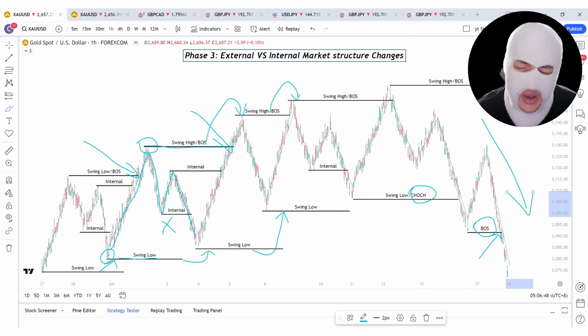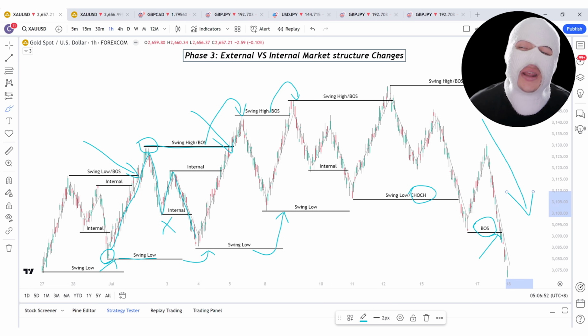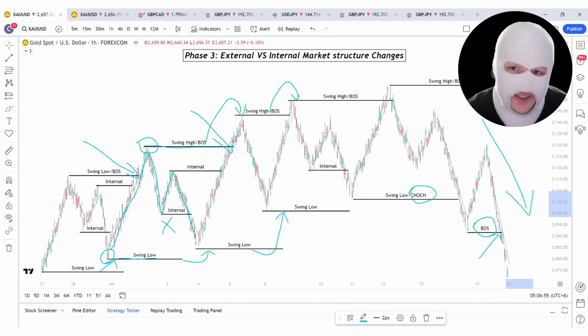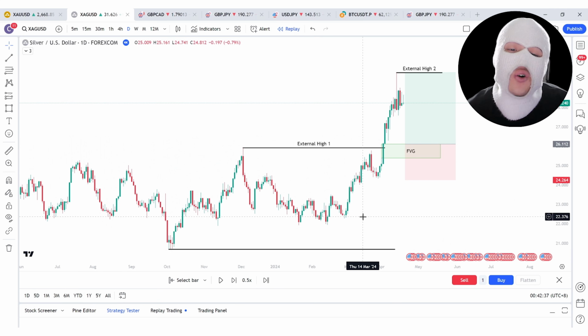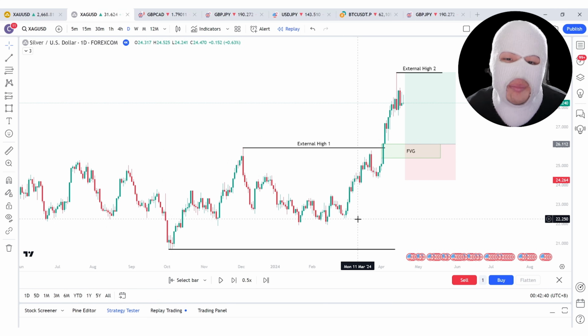So now it begs the question, how do we get involved in these moves? Wouldn't it happen too late? That's where this framework comes in. Phase 4. The framework of making money using market structure.